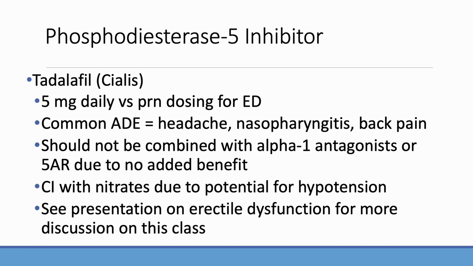The common adverse effects include headache, nasopharyngitis, and back pain. And these should not be combined with the alpha-1 antagonist or the 5-alpha reductase inhibitor due to just no benefit that's been seen with the combination. It is contraindicated with nitrates, so anyone who has nitroglycerin for potential chest pain, and this is because it can cause hypotension with the addition of the two agents. So the erectile dysfunction lecture will have a lot more detail on these agents if you want to refer to that for some more information.